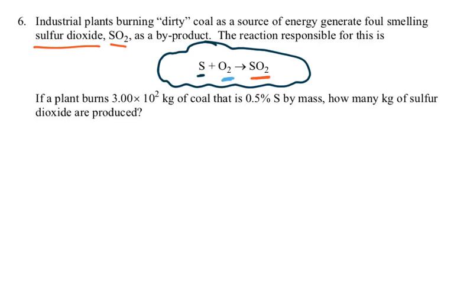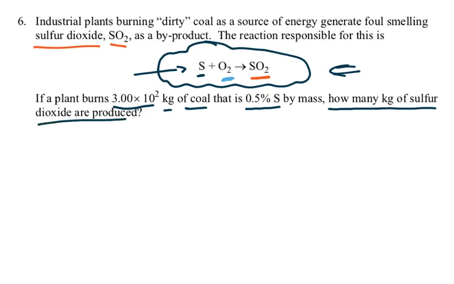And then we talk about a reaction and we say it burns 300 kilograms of coal. What the heck is coal? Coal's not even in our formula up here. There's no coal up here. But it says coal is 0.5% sulfur by mass. So that's going to give us sulfur right there. Then it says how many kilograms of sulfur dioxide are produced.